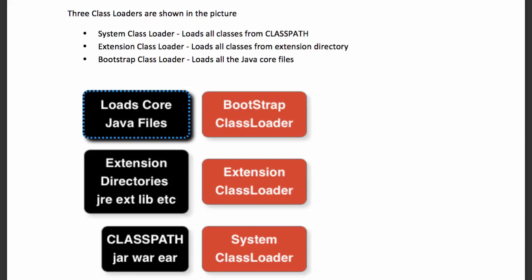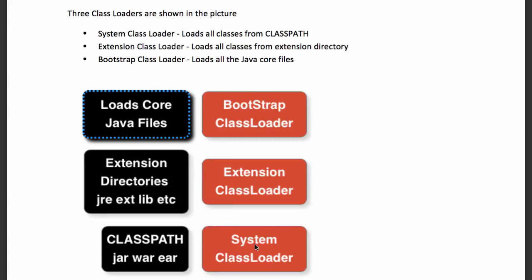The extension class loader searches inside the extension directory. If you look at all JRE, JDK, they have this directory called ext. You have this ext, lib, and the JRE libraries. So you can see them in here, JRE, ext, lib. The extension class loader looks in those folders for any jars or classes. Bootstrap class loader is the one which loads all the Java core files.